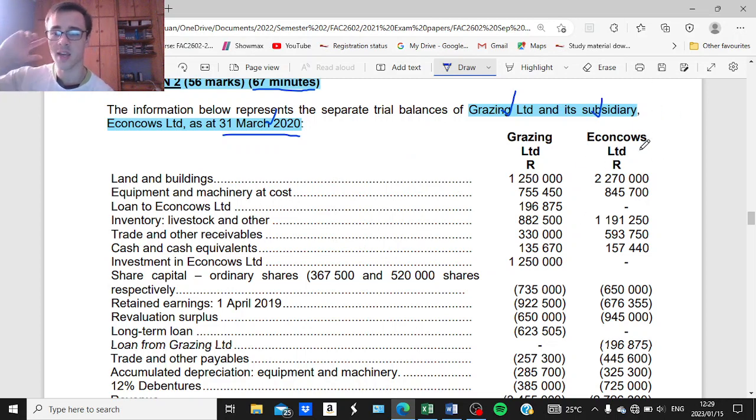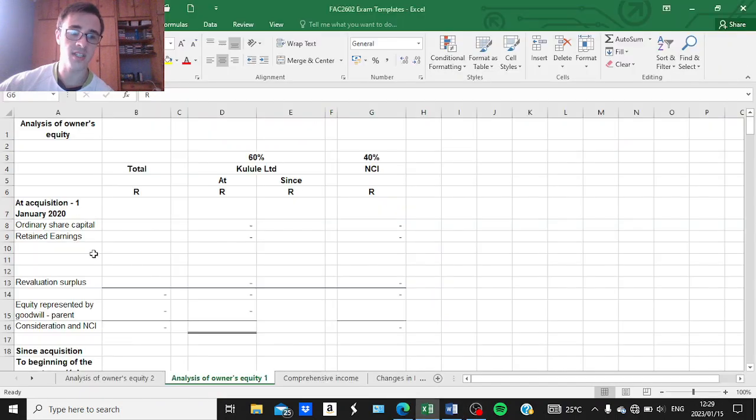In this case, it will be Consolidated Ltd. The pre-acquisition profit will be part of the calculation of the retained earnings balance for the subsidiary at the date of acquisition. So if the group was formed within this year, the pre-acquisition profit will be part of the calculation of this amount right here.